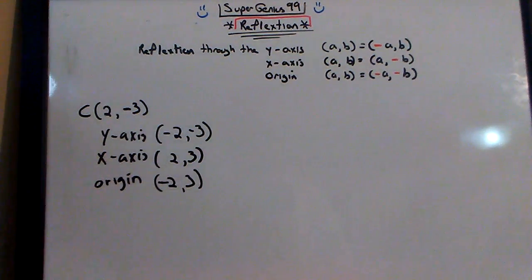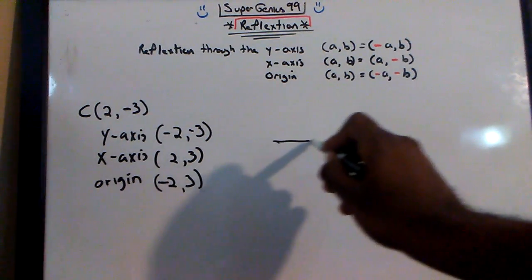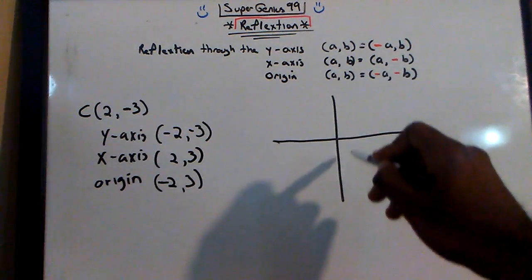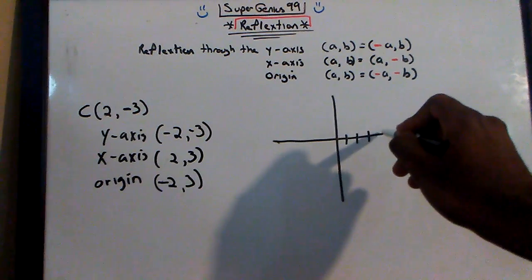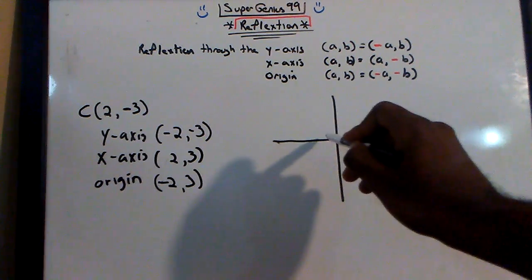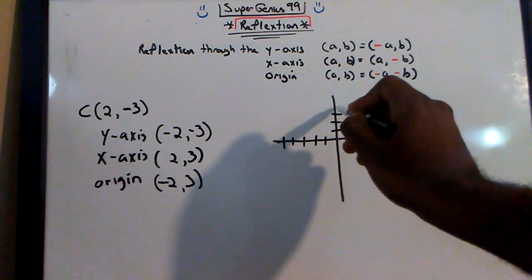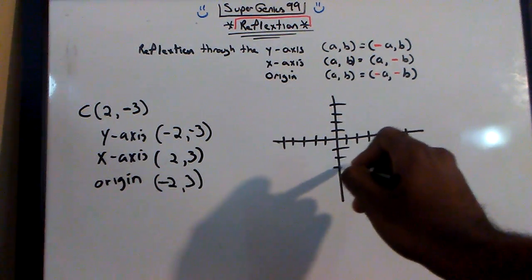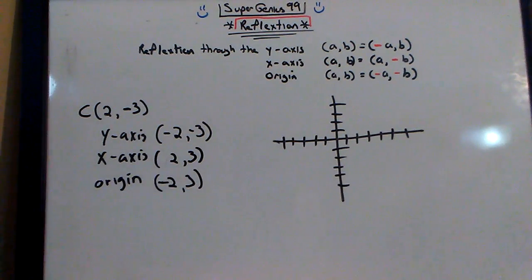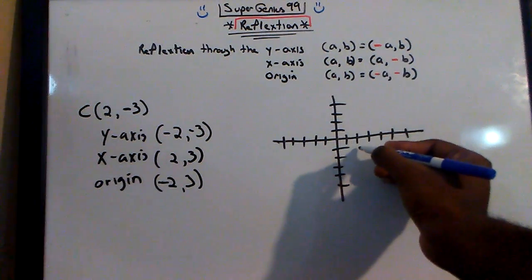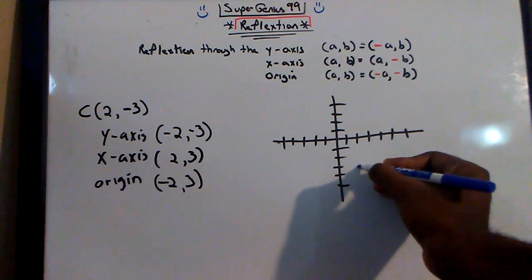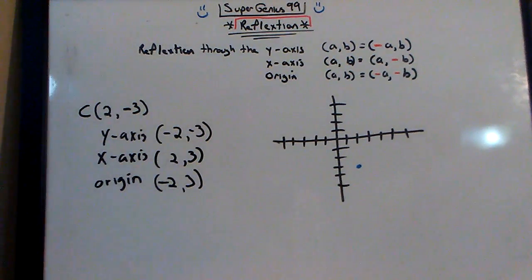Okay, and let's graph that bad boy. We're drawing ourselves a little graph right here. Like my graph? It's beautiful, huh? So where's the first point? (2, -3). Right there, that's the original point.